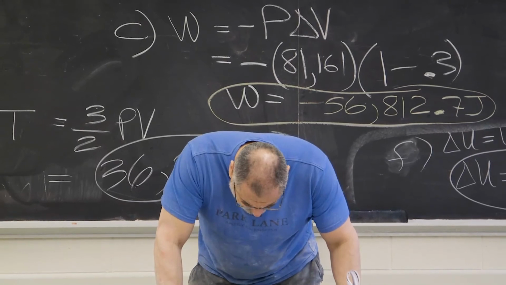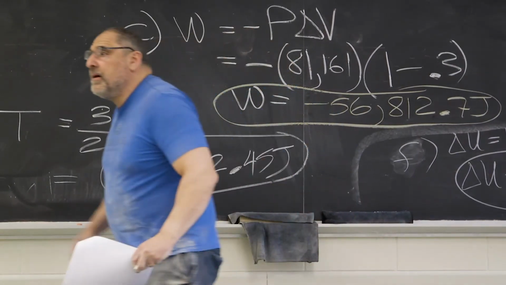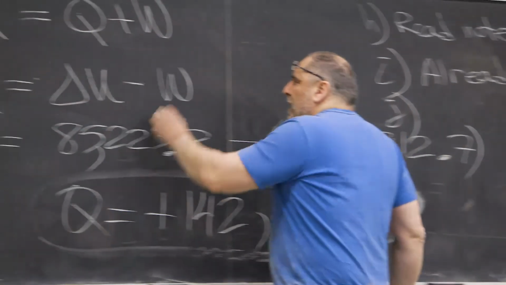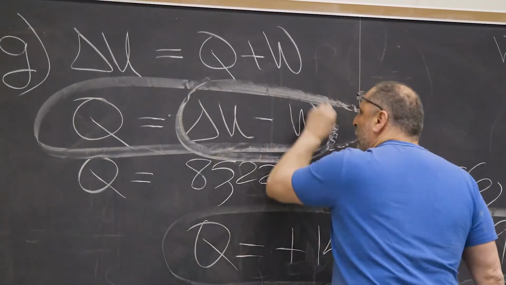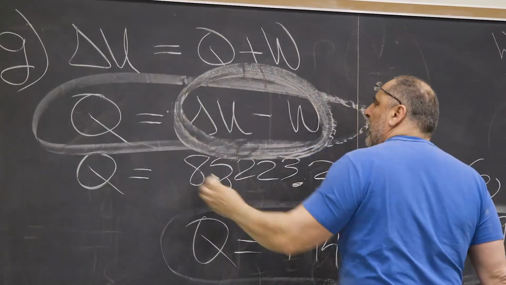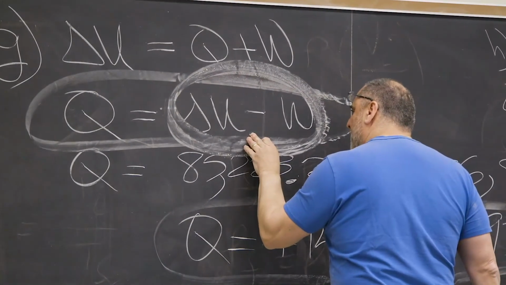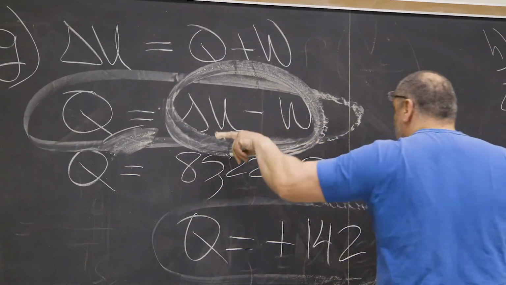What symbolic relationship between Q, delta U, and W is suggested by the values obtained? Man, it sure looks like it. Look at it. We accidentally found this out. It turned out that Q was the same thing as that. So that's what's suggested.